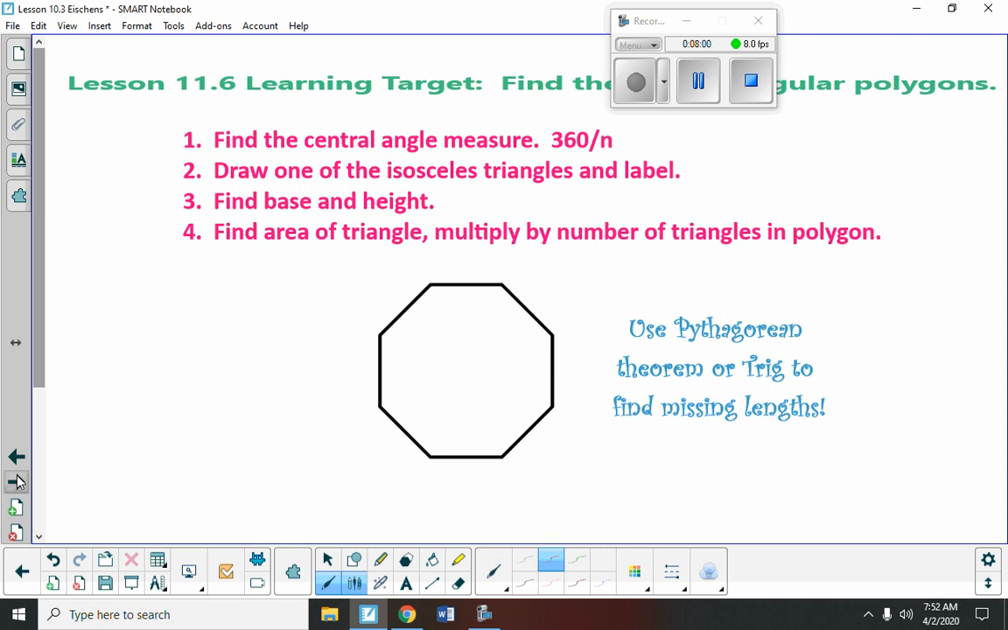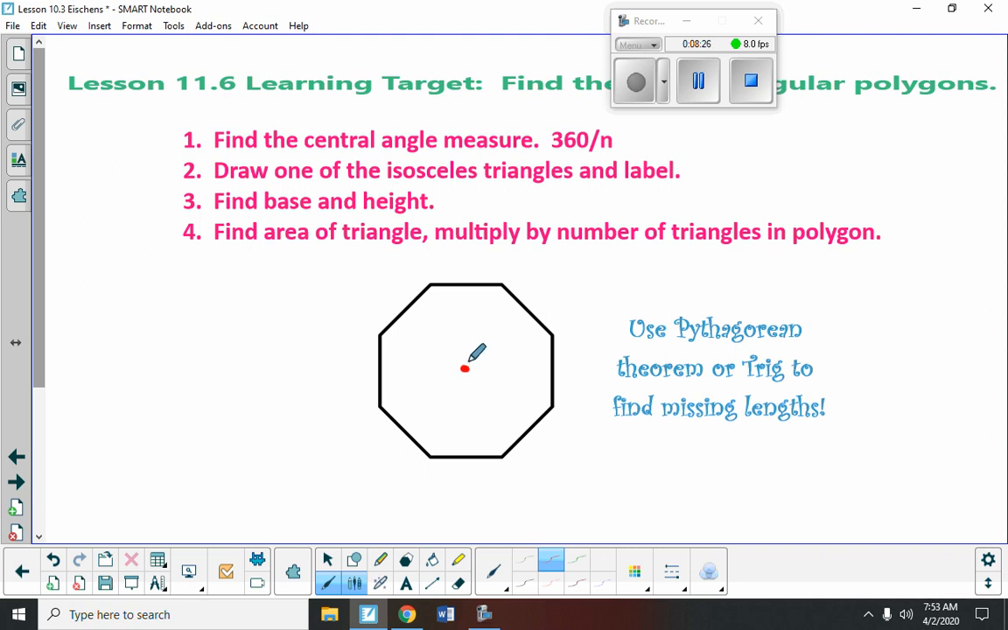All right, now to get into this lesson, what we really want to learn is to find the area of a regular polygon. These are the steps that you want to do. You might want to write these steps down and refer back to them, because we do have a number of steps. The first thing you want to do is find the central angle measure. Here we have 1, 2, 3, 4, 5, 6, 7, 8, so this is an octagon.